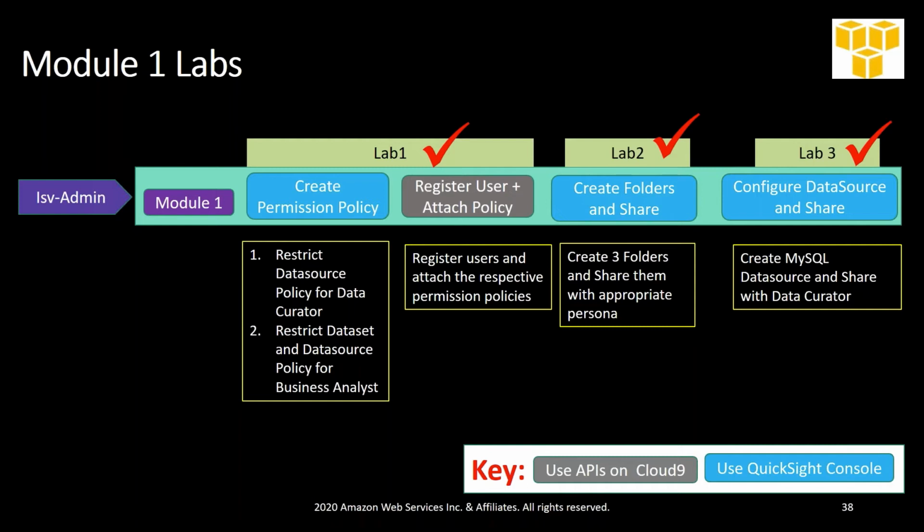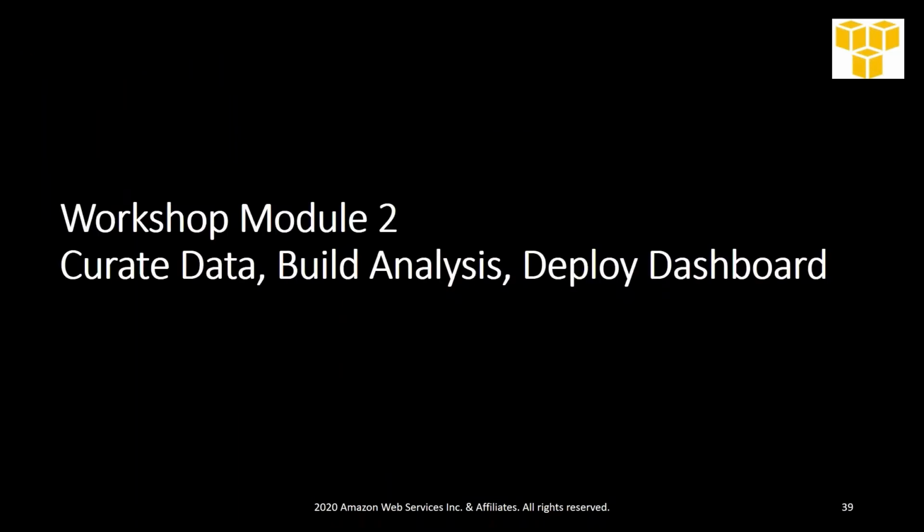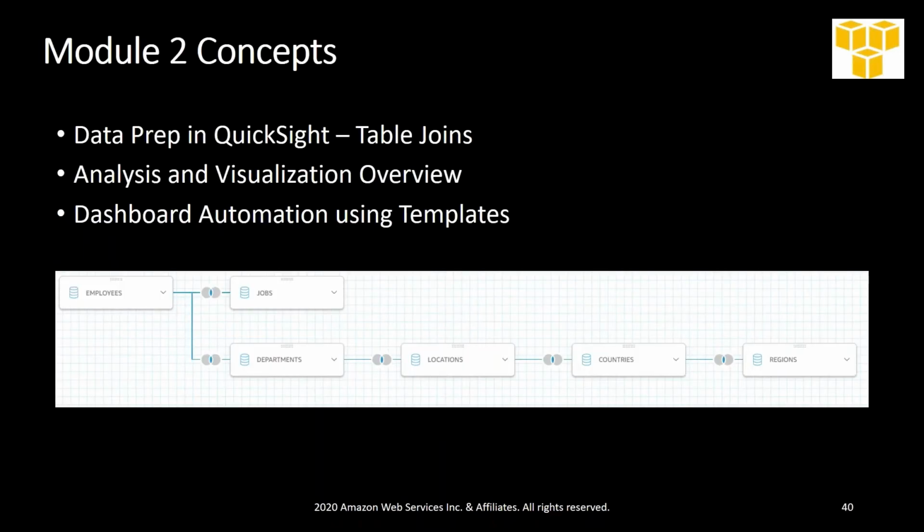Okay, so next module, we are going to be curating this data now that we have the data source set up, and then the business analyst is going to come in and build the analysis, and the admin is going to deploy the dashboard. So those are the three steps we are going to be covering here. And those could be kind of easy because we are now going to launch into the console. We're going to stay with the QuickSight console for a little bit, doing data prep in QuickSight, learning about table joins, and getting an overview of analysis and visualization.